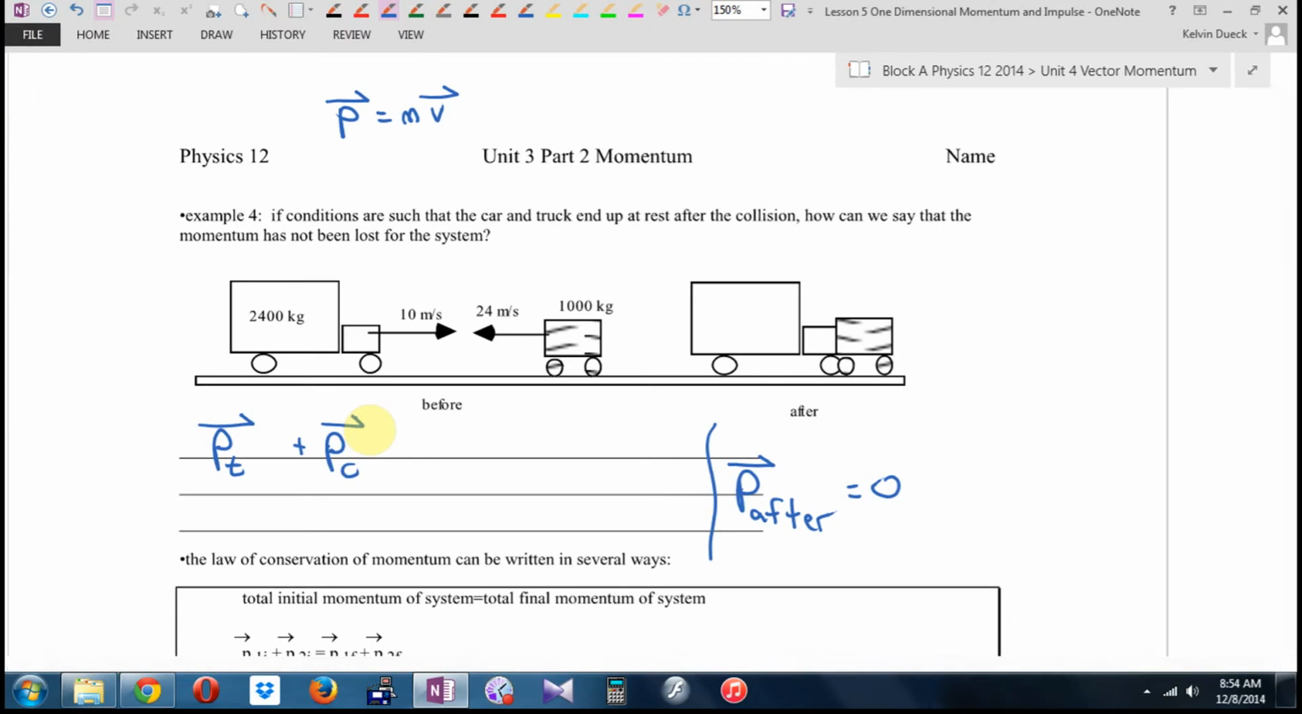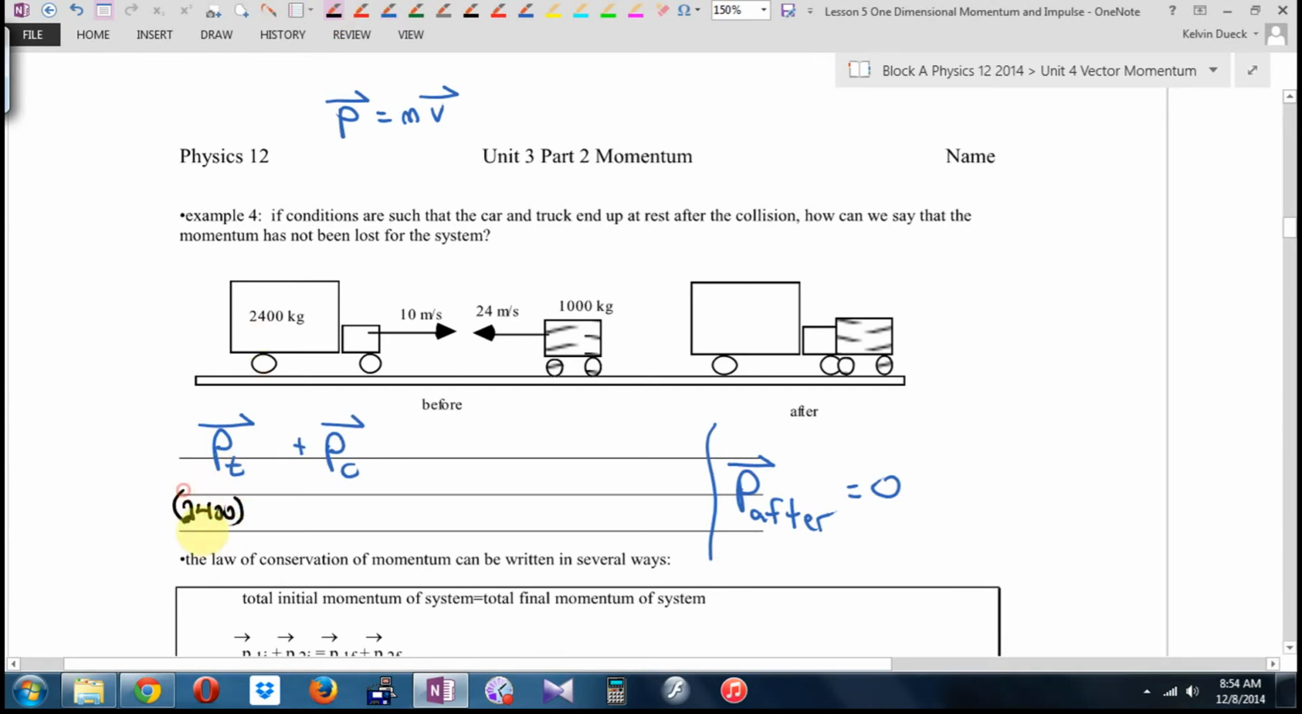Wham! They collide. After the collision, we have no momentum. So we have to be able to prove that before the collision, we have no momentum. Momentum is what times what? And I'm very careful. You'll never, ever hear me say mass times speed. That's wrong. It's mass times velocity.